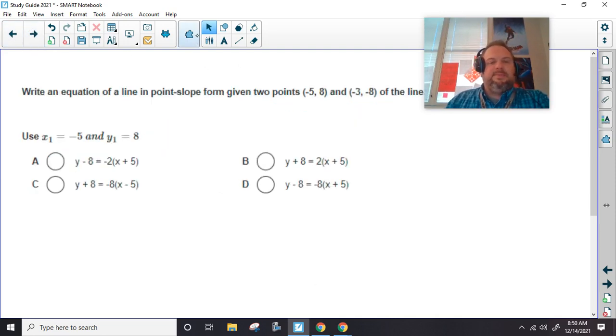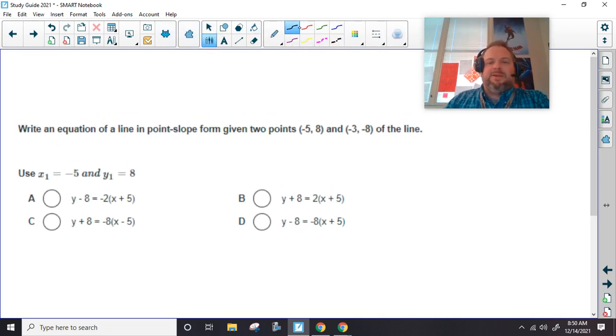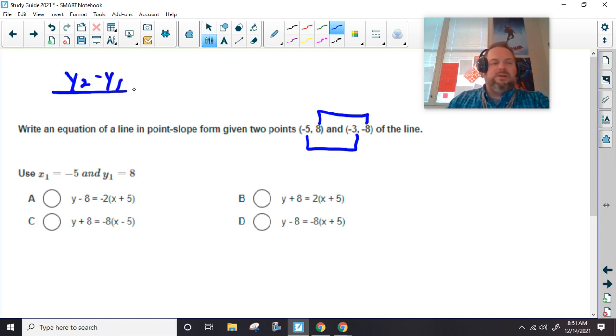Number 10. Now, this is one that would probably have the formulas on the formula sheet, because usually it's y2 minus y1 over x2 minus x1. But Mr. Jeffries is cool, and I know stuff about things.